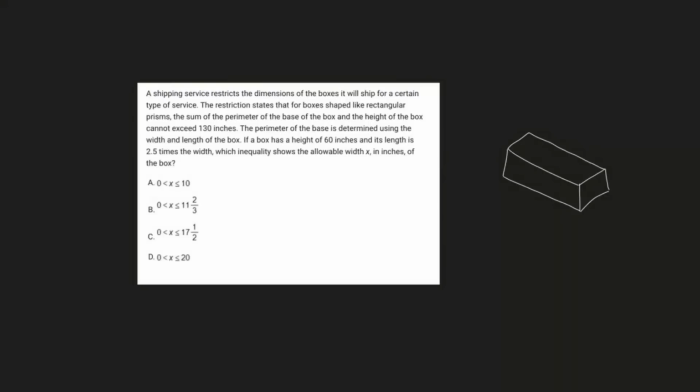A shipping service restricts the dimensions of the boxes it will ship for a certain type of service.